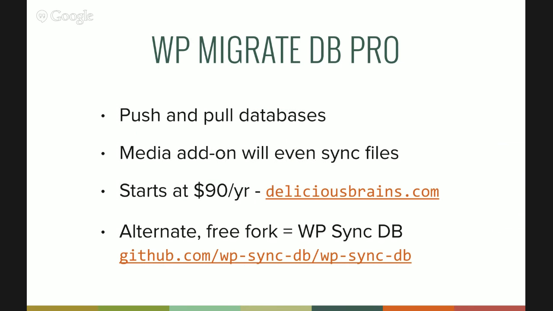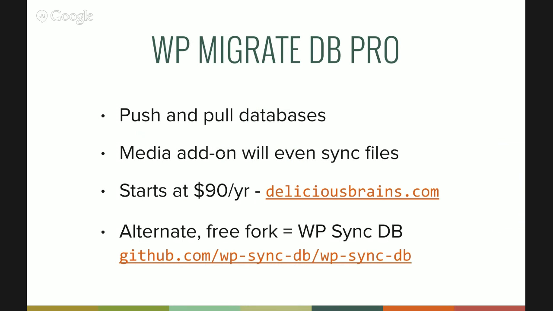For the database, you can use this awesome plugin called WP Migrate DB Pro. It will push and pull databases, and the developer version comes with a media add-on that will even push and pull files. So this single plugin will take care of both the database and files. Alternatively, there's a fork of WP Migrate DB Pro called WP Sync DB, and you can get that for free on GitHub.